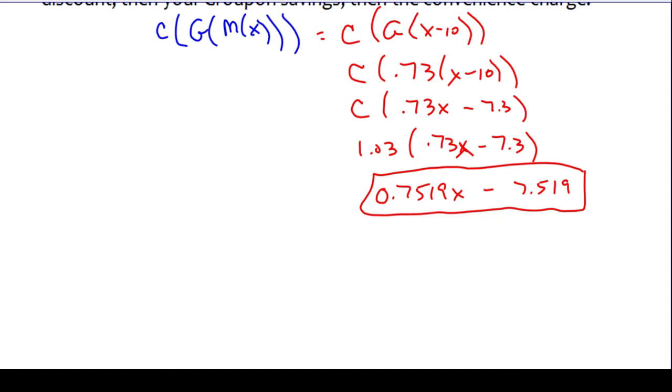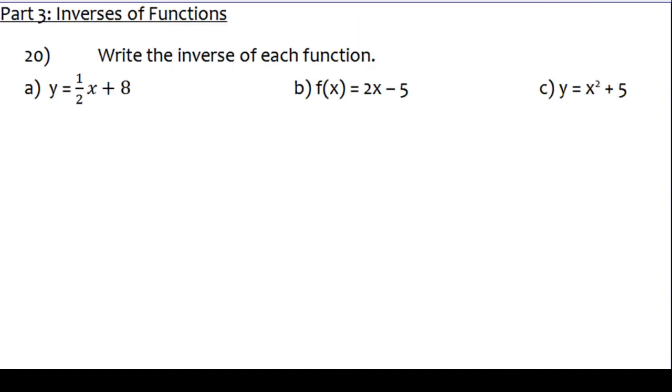Okay, so for the next problems, they're asking us to write the inverses. So we actually did this in one of the other ones. It should be pretty straightforward. Okay, so I'm going to say switch x and y. That's how I algebraically write inverses. So I'm going to say x is equal to 1/2 y plus 8.